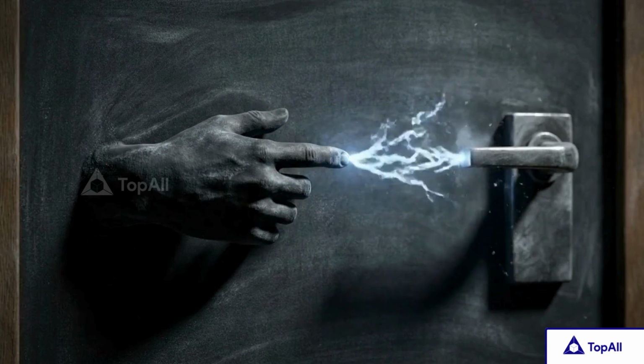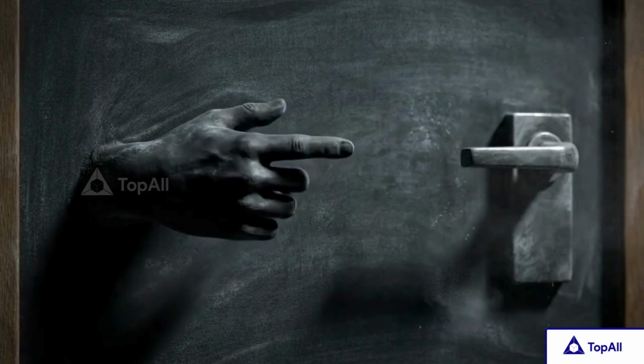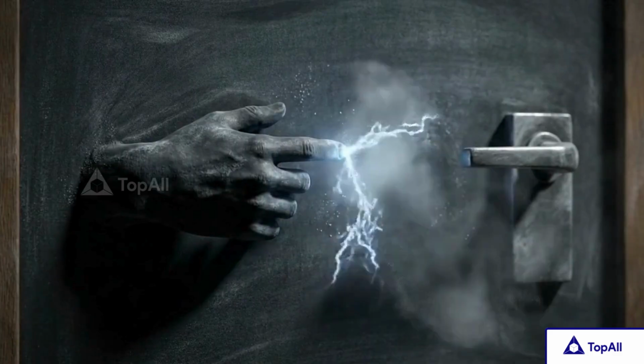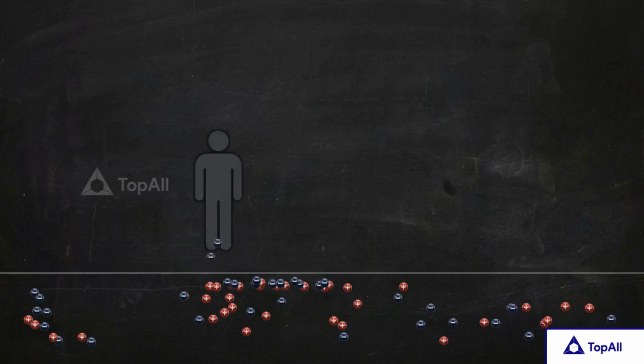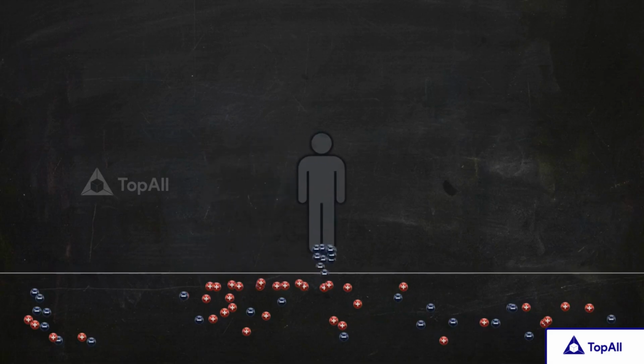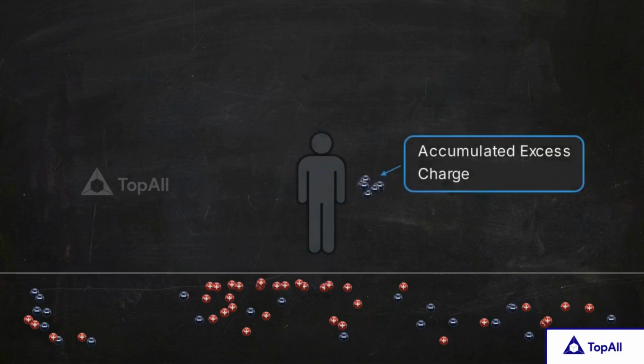You walk across a carpet in dry winter air, reach for a metal door handle, and feel a sudden, sharp crackle of static. That momentary spark is the physical discharge of electric charges that have accumulated on your body.